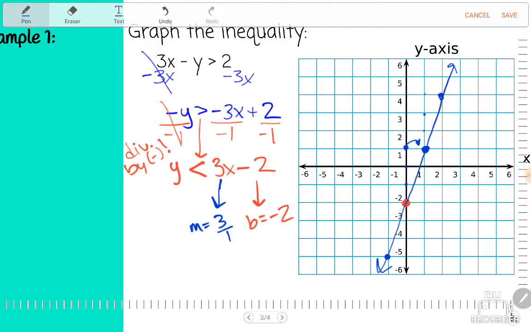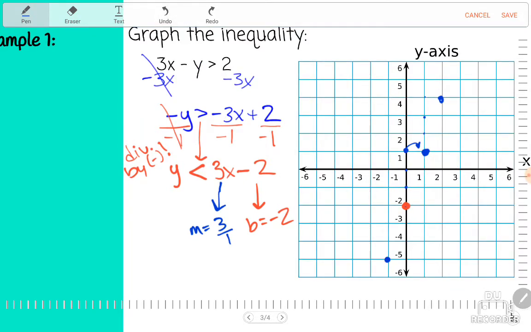Oh, but wait. This symbol is just greater than, which means it's going to be a dashed line. So let's back that up. So greater than sign means I'm going to do a dashed line. Okay, so between those points, I want to do little dashes. Or I could always go back to my line that I made and just kind of erase spots in between. Okay, if that's going to look better.